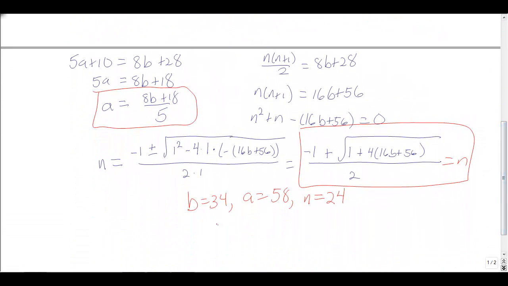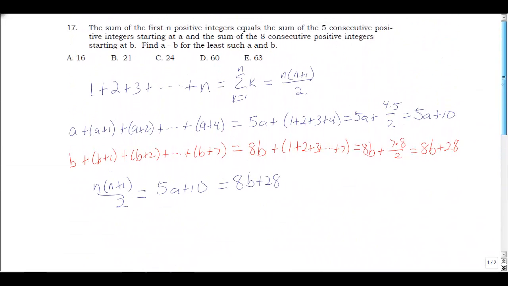So a was 58, b was 34. So a minus b is 58 minus 34. That works out to be 24. And that works out to be C, so our answer is C.